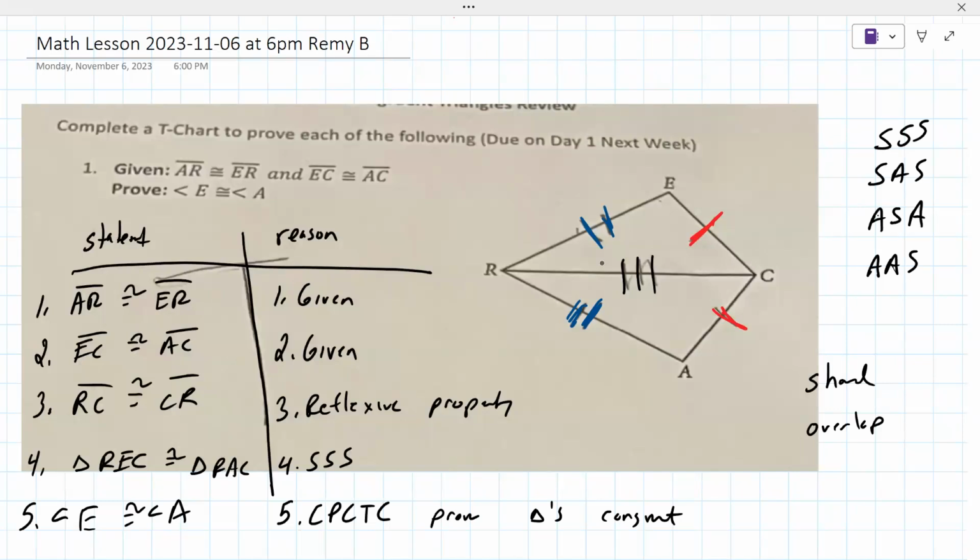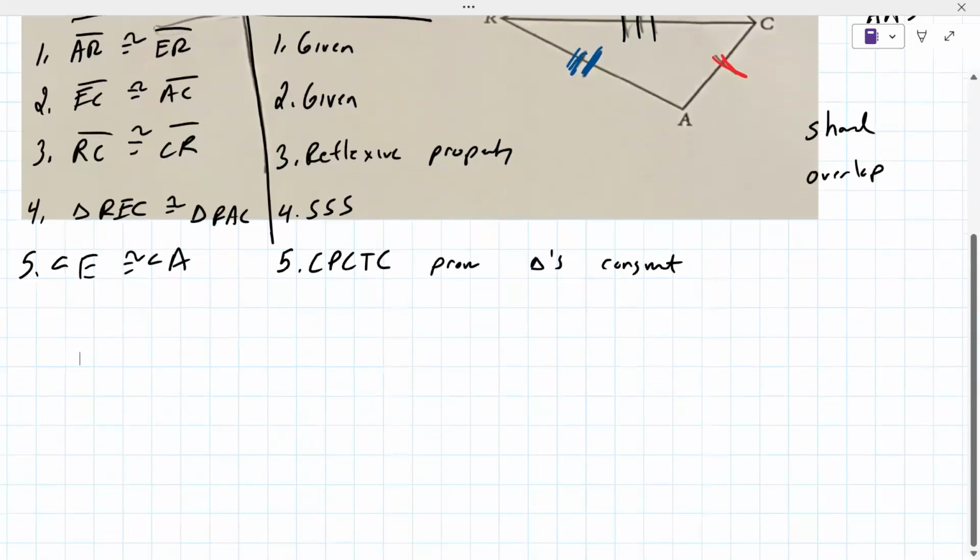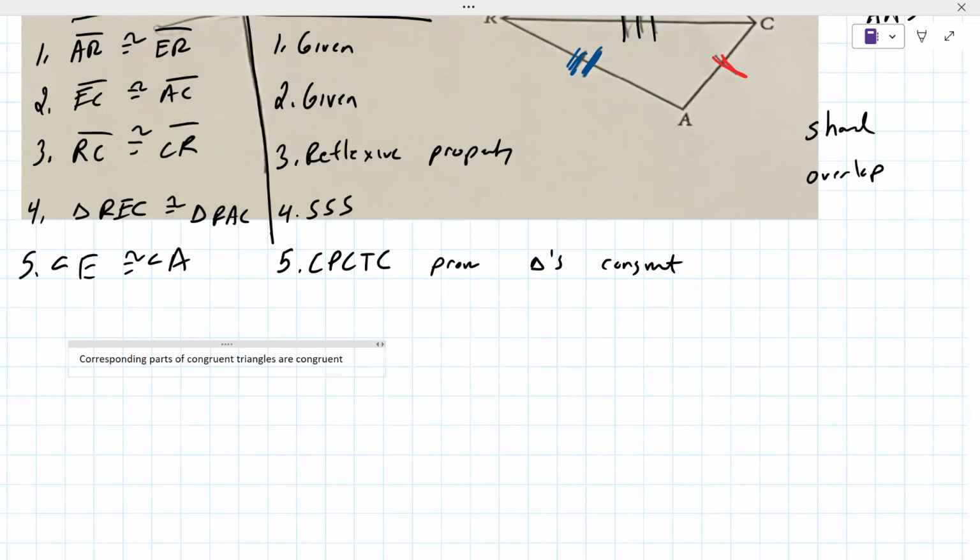Thoughts on that? No thoughts on that. Matt, Remy's dad, what does CPCTC stand for again? It's corresponding parts of congruent triangles are congruent. Thank you. And it typically refers to angles or sides.